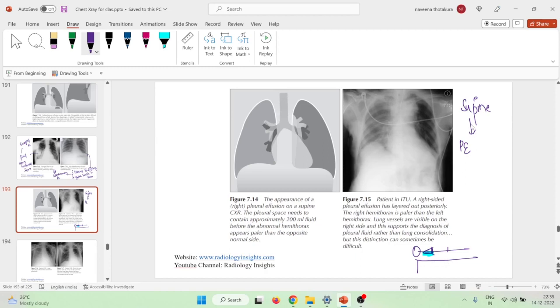So as a result, in supine position, the pleural effusion is layered out posteriorly, that is behind the lung. So as a result, the left hemithorax is brighter than the right hemithorax. That means the right lung is paler than the left lung. So thus it is a pleural effusion.